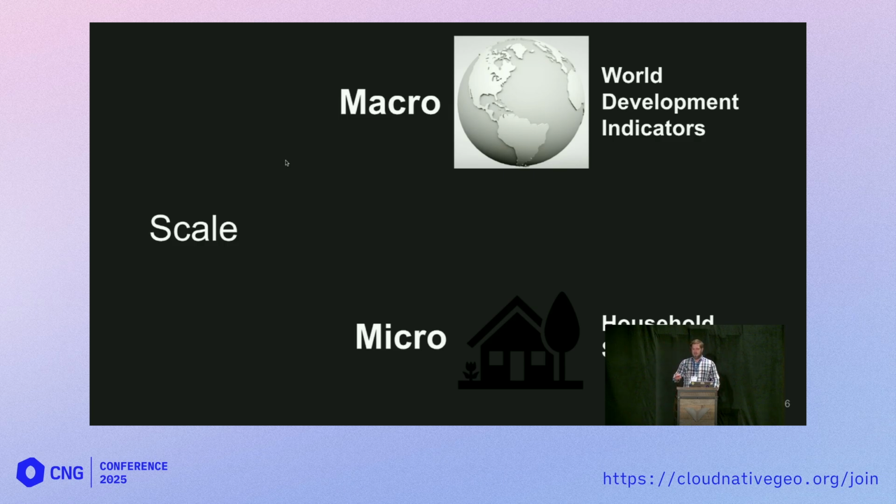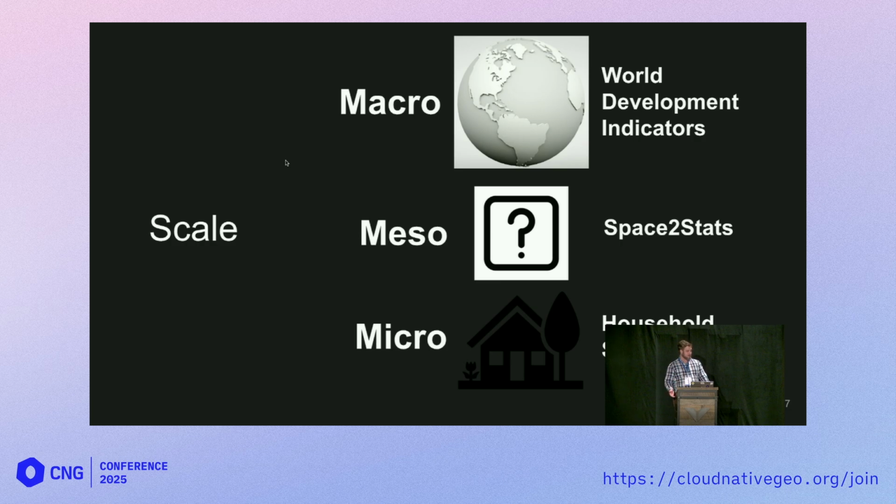We kind of aren't great at what I'm going to call the meso scale, right? If you think of subnational data that is not published by governments, we don't have great data on that. And that's where a lot of development is going, right? A country is not a homogeneous place, right? So what I'm here to present today is our Space2Stats project, which is attempting to answer that question.